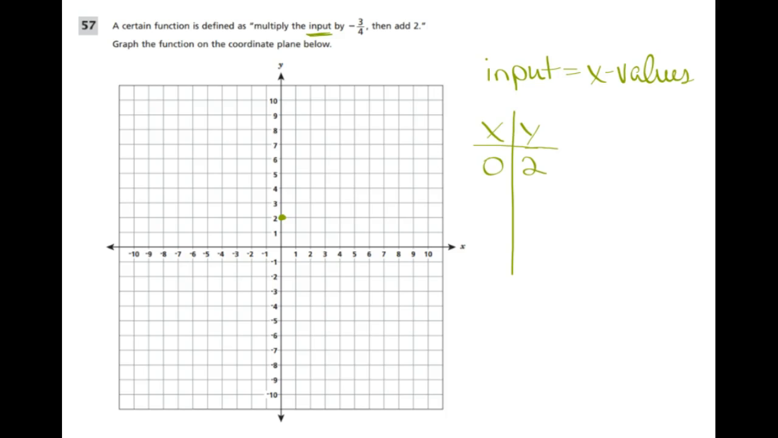Okay, so now I want to pick some more x values. And I want to be careful how I pick, because when I multiply by a -3/4, I want something that's a multiple of 4, and I'll show you why. So I'm actually going to pick 4. And I'll do the work down here. So 4 times -3/4, I'm doing what it told me to do, plus 2. And then the 4's cancel, and I'm left with -3 plus 2. And that will give me -1. So when I go all the way over to 4, that's here at -1.